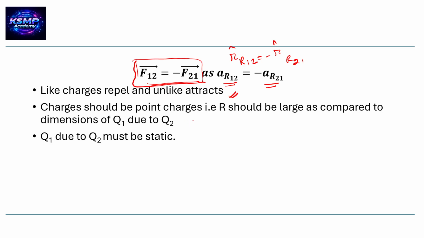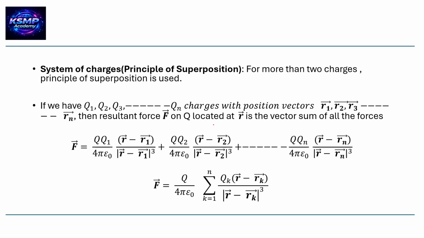In this law, charges should be point charges, that is, R should be large as compared to the dimensions of Q1 and Q2. So these are point charges, and Q1 and Q2 are the static charges here. That is, we are considering the situation to be static. There is no time variance here. So under static conditions, we are writing this law, and we are writing expression for the force between the two charges. Now, if a system is having number of charges, that is, we are having a system of charges basically, there is not single charge.